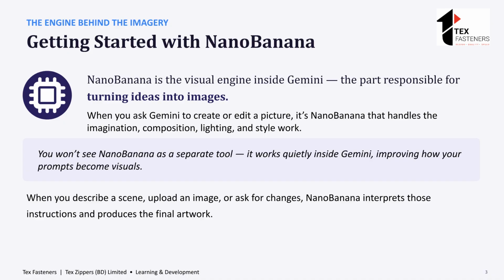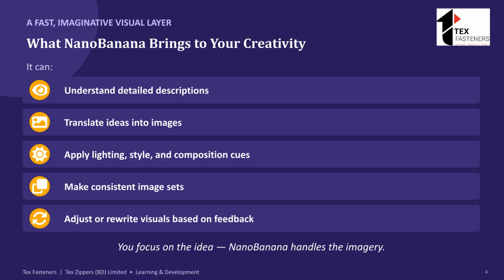Let's understand the role of Nano Banana. Nano Banana is the visual engine inside Gemini, the part responsible for turning ideas into images. When you ask Gemini to create or edit an image, Nano Banana handles elements such as imagination, composition, lighting, and visual style. You won't normally see Nano Banana as a separate tool. Instead, it works within Gemini. Whether you describe a scene, upload an image, or request a change, Nano Banana interprets your instructions and produces the visual result.